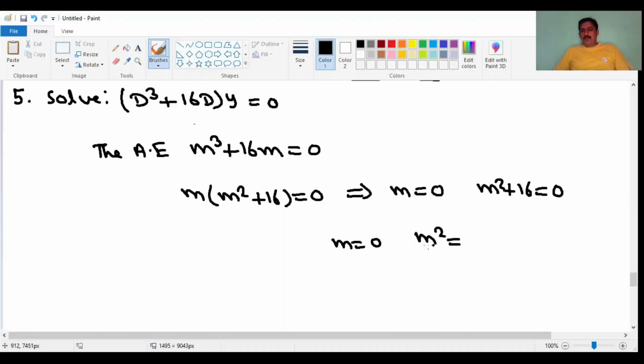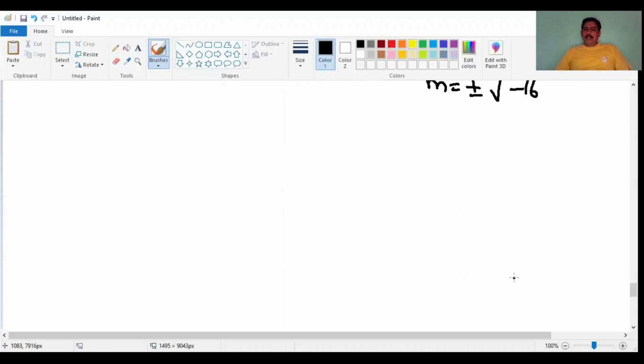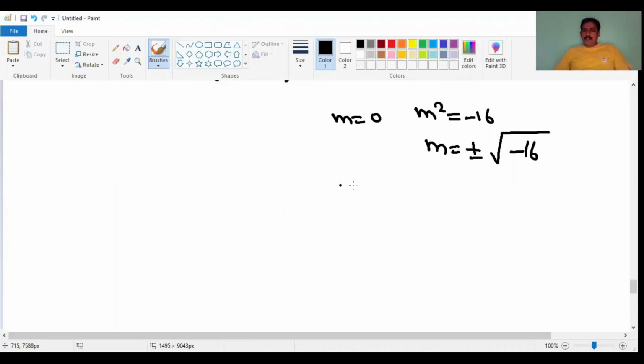m equal to 0, or m square equal to minus 16. From that we can conclude m equals plus or minus square root of minus 16. For the minus sign you will get i, so plus or minus i, and root 16 is 4. So your roots are m equal to 0 and m equal to plus or minus 4i. One root is different, so for that you apply the different root procedure.